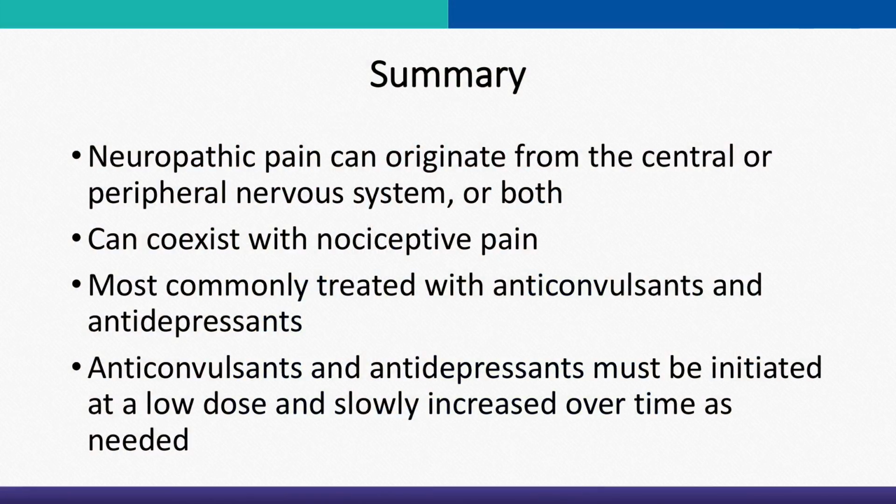To summarize, neuropathic pain can originate from the central nervous system, peripheral nervous system, or both, and it can coexist with nociceptive pain. Neuropathic pain can be treated with various agents, most commonly anticonvulsants and antidepressants. Anticonvulsants and antidepressants must be initiated at a low dose and slowly increased over time as needed to avoid side effects.